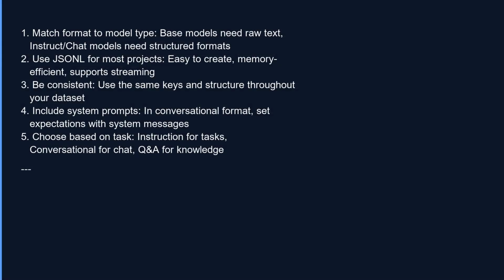Let's now look at key takeaways. 1. Match format to model type. Base models need raw text. Instruct and chat models need structured formats. 2. Use JSONL for most projects. Easy to create, memory efficient, supports streaming. 3. Be consistent. Use the same keys and structure throughout your dataset. 4. Include system prompts. In conversational format, set expectations with system messages. 5. Choose based on task. Instruction for tasks, conversational for chat, Q&A for knowledge.